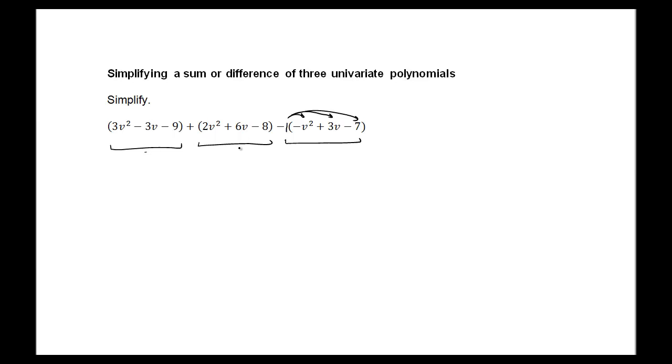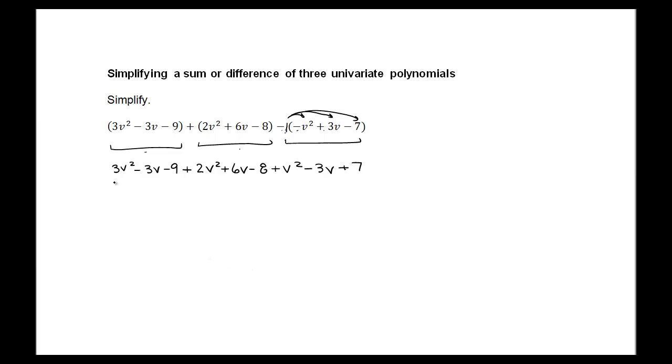So here, my first two, it's just an addition, so I'm going to write 3v squared minus 3v minus 9. And then I have a plus, and I simply take everything out of the parentheses, plus 2v squared plus 6v minus 8. And now this last part, since it's a subtraction, I have to distribute my -1. So I have a -1 times a negative v squared is going to give me a positive v squared. -1 times a 3v is going to be a negative 3v. And a -1 times a -7 is going to be plus 7.